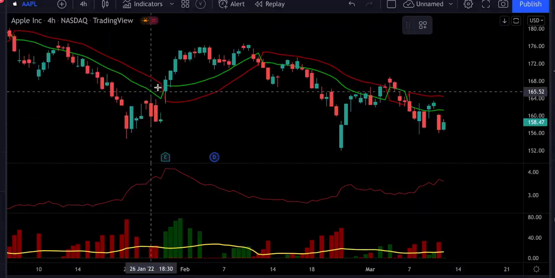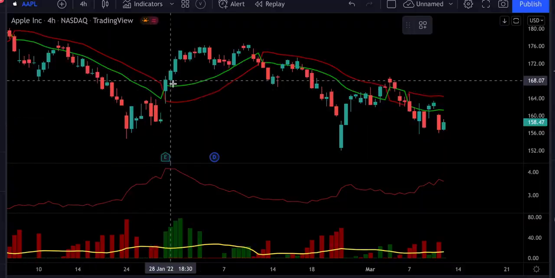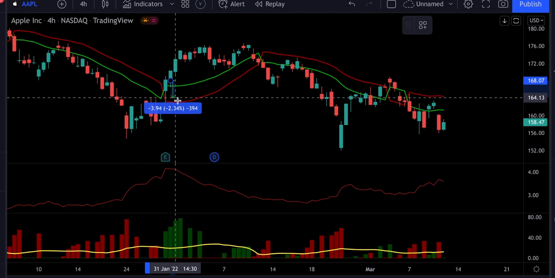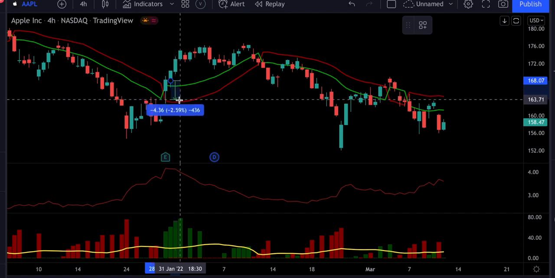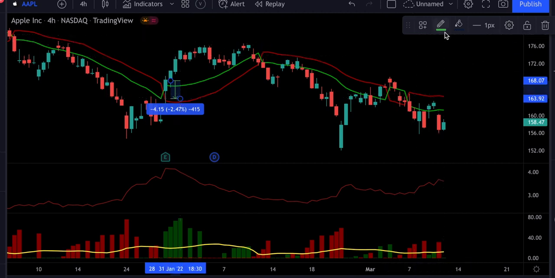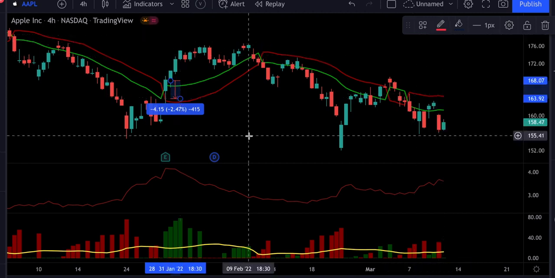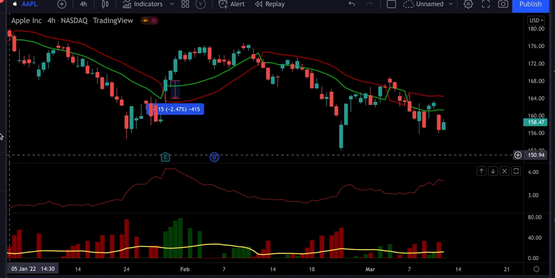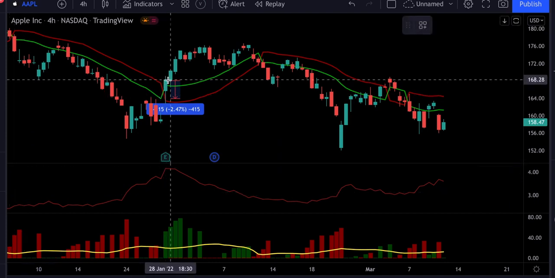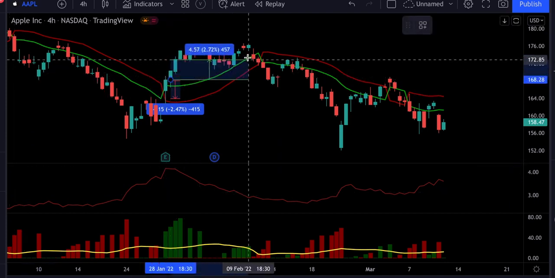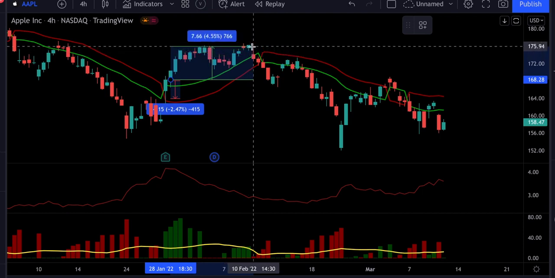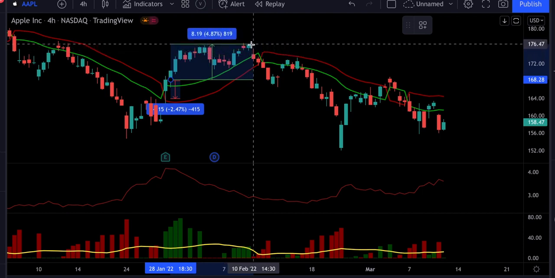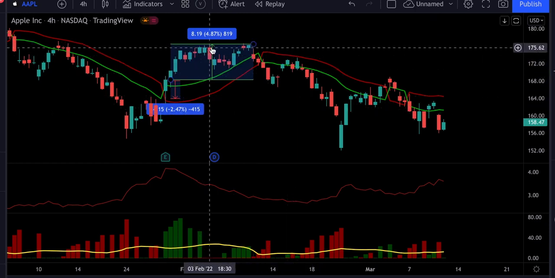Okay, now let's set our stop loss. So 4.1, that's going to be the distance between our entry price and our stop loss. Let's color it in red. Now let's set our take profit level at 8.2. And there we go. Now we have our stop loss and a take profit level set up.